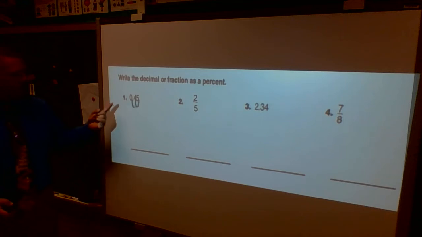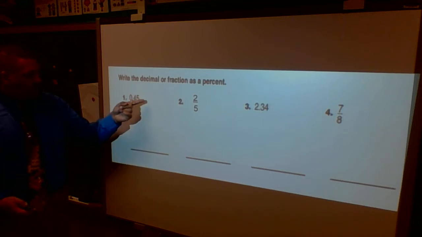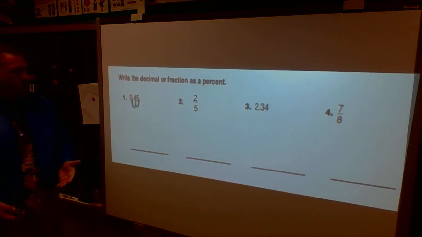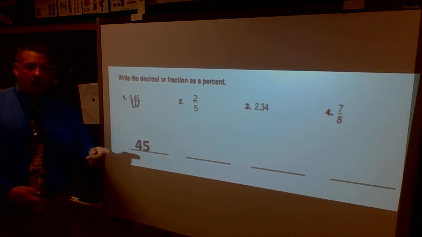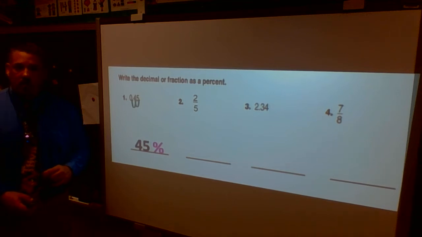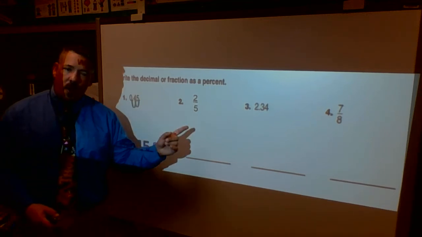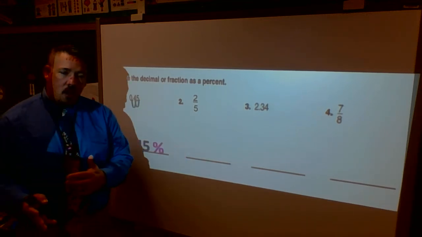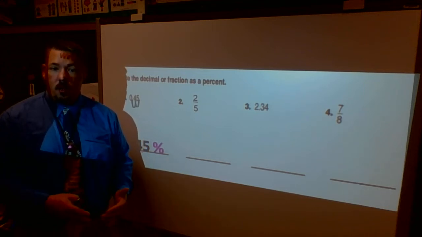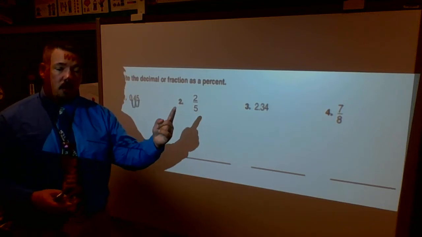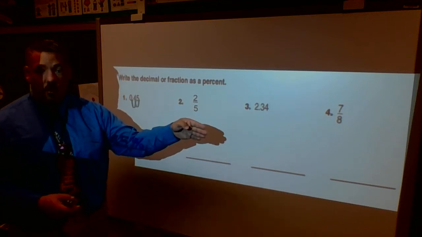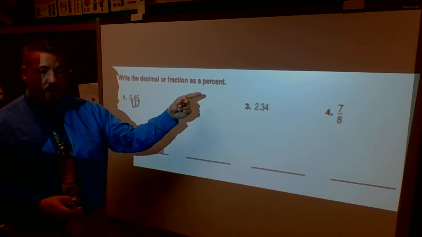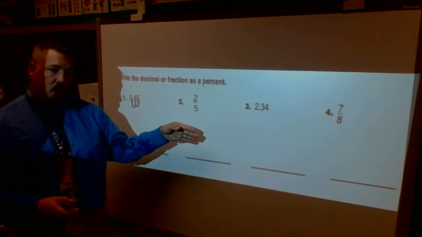Easy enough. So I move it 2 times, add my percent sign, and what do I get? I get 45. 45 what? I have to do the second step. Has to have a label of percent. But what about the fraction? So I could get a denominator of 100 and then take the numerator. So I would multiply the 5 by 20 to get 100 and multiply the 2 by 20 and get 40. So I know it'd be 40%.